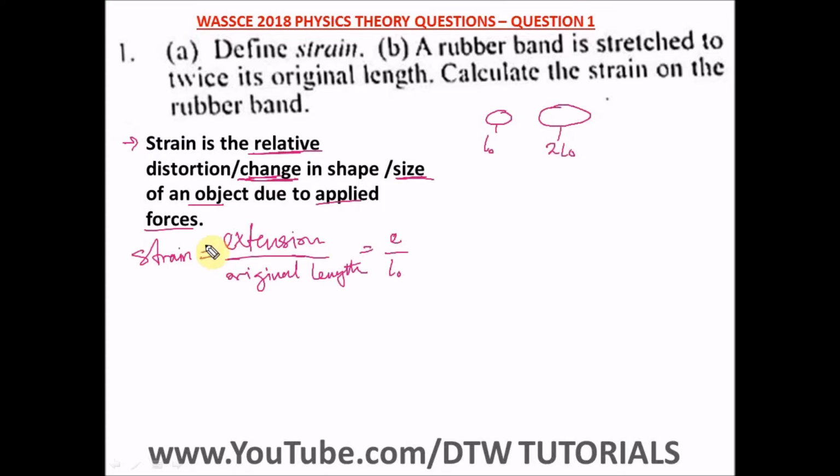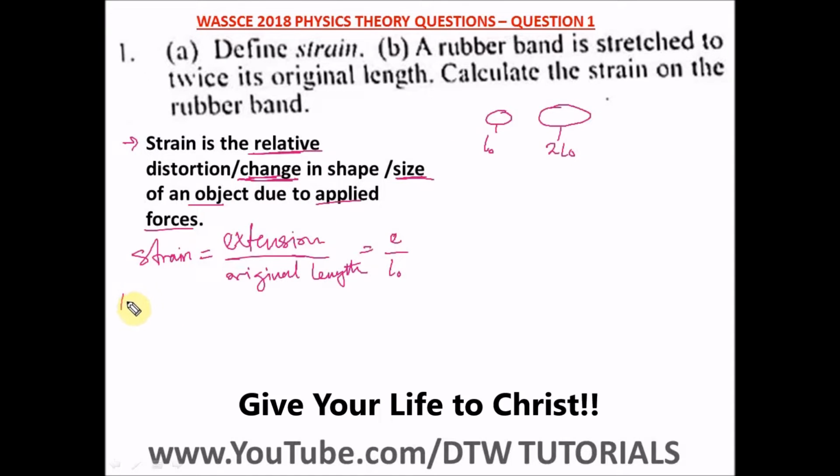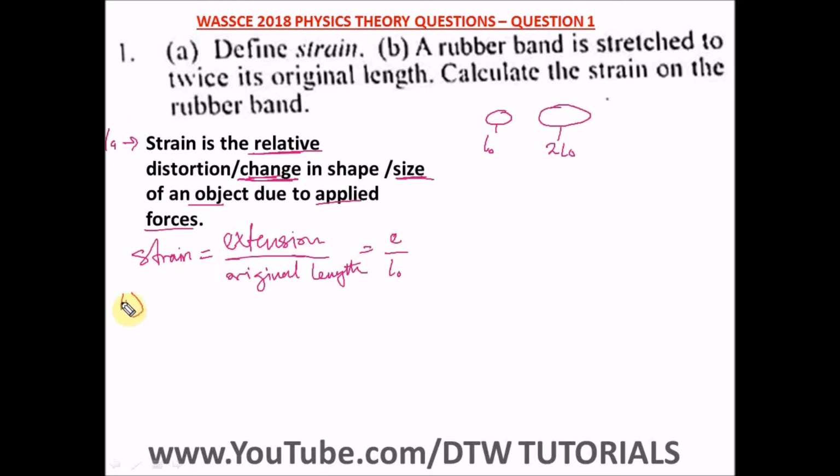So you can just state this. This is a theory question, so it's very key for you also to number. This is 1A, and this is 1B. You number your answers clearly on your answer sheet for the examiner. First of all, you just state the formula. Strain is equal to E over LO.